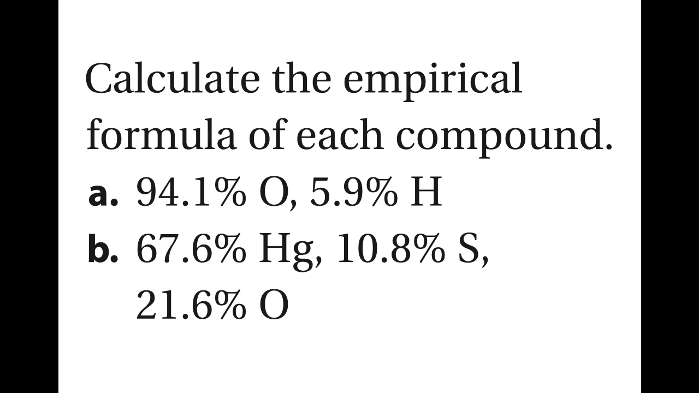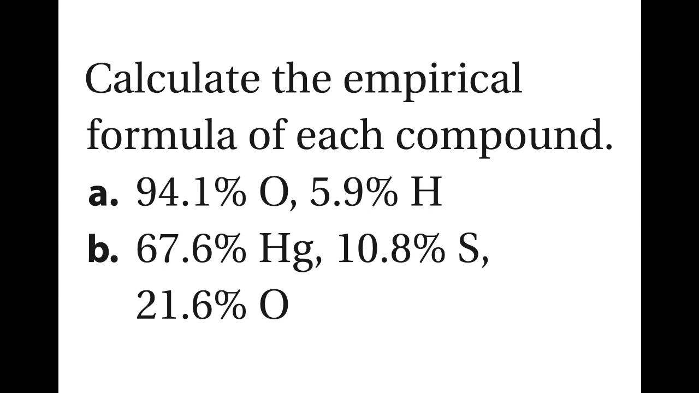Good? So the first thing that you should do is turn that percentage into a gram unit, because you can turn that gram unit into the mole unit that we do need for the empirical formula. So go 94.1% and turn that into grams. It's going to turn into 94.1 grams of oxygen, and that 5.9% of hydrogen will now be 5.9 grams of hydrogen.